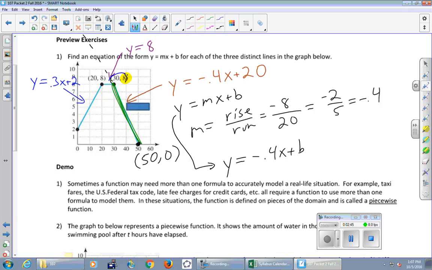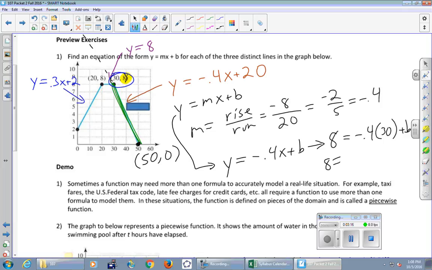So for example, if I plug in 30 and 8 for my x and my y, then that point will satisfy this equation. And that's going to be enough for me to find the b. So this becomes, instead of y, what number? 8 for the y equals negative 0.4 instead of x, what number? 30. And then plus the b to be determined. This is the work involved in finding the b. You can't just look at the picture and know the b. You got to do this process.